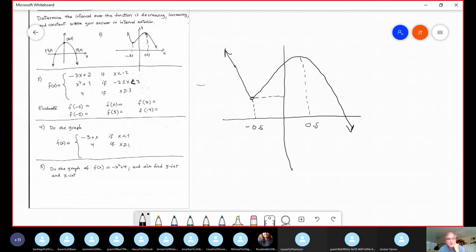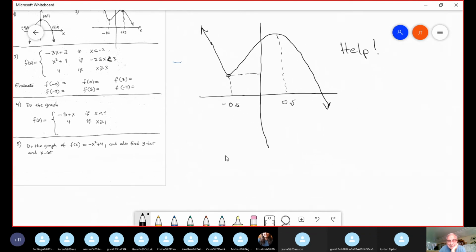Okay. Now I need help. In what interval is that function decreasing? Let me start with decreasing first. This is my roller coaster car. Yeah. And this is the interval. Decreasing. Where is it decreasing? What interval is decreasing? I need help. Come on.